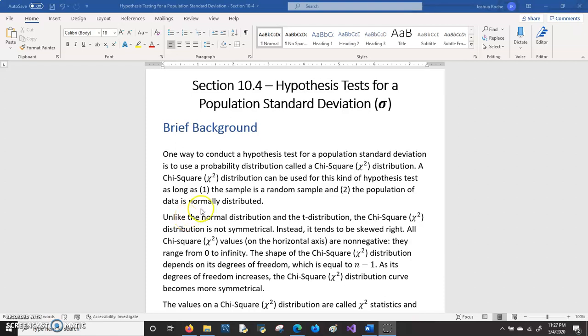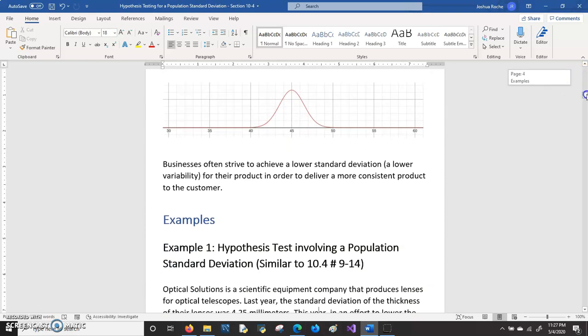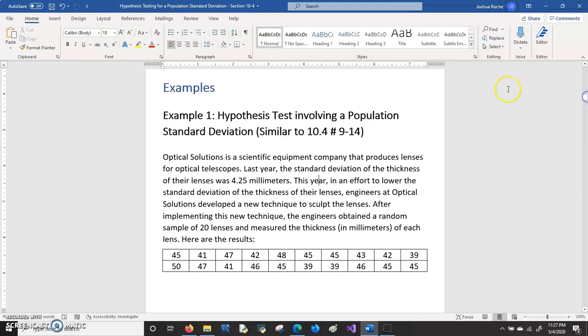The previous video looked at the background for conducting hypothesis tests for a population standard deviation, and in this video we'll take a look at an example of how you would conduct this kind of a hypothesis test. Our first example is similar to section 10.4, exercises 9 to 14.